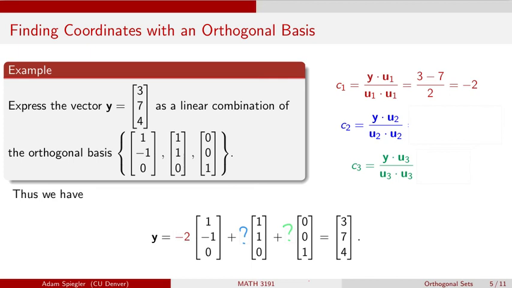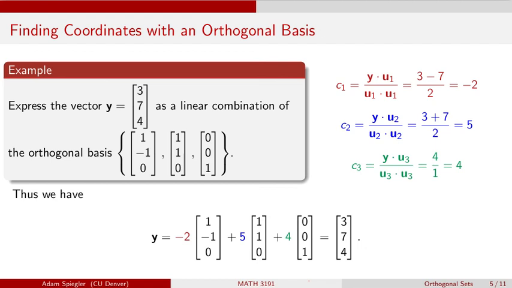And we can similarly find the other weights using the same sort of result. So for c2, I'm going to take y inner product with u2 and then divide that by u2 inner product with u2. And you can check that gives us a result of 5. So this tells me that the second weight is 5. And then to find the weight c3, we would take y inner product with u3 and divide that by u3 inner product with itself. And checking these dot products, you can verify that we'll get 4. So that gives me the third weight is equal to 4.